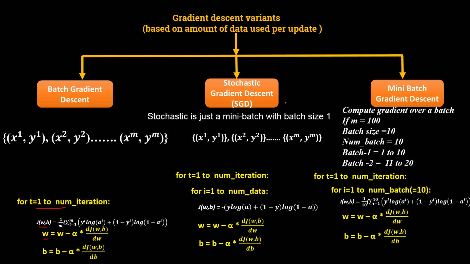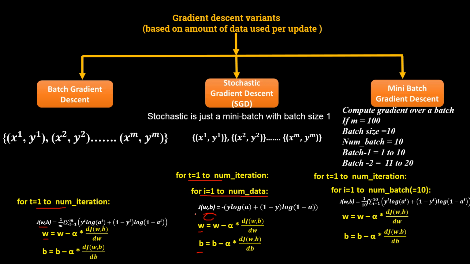Then there is stochastic gradient descent, where we do an update after passing every example. So for t equal to number of iterations, for i equal to 1 to number of input data, we pass one example, compute the cost or loss, and then use this to update the weights and biases. This is much faster than batch gradient descent, but its accuracy will be a little worse, because here we are not averaging the error over the entire training set. Also, this will be jittering a lot.